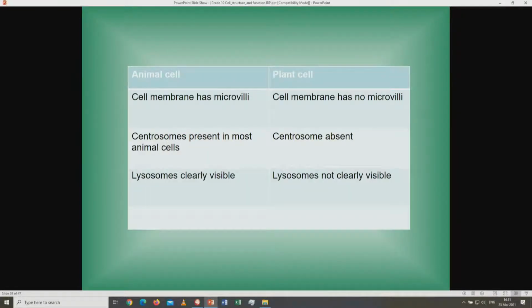Now, the animal cell also has cell membrane projections such as microvilli, where the plant cells have no microvilli. The animal cells have a centrosome present in most animal cells, and where the plant cell has no centrosome present, it's absent. And then animal cells have lysosomes clearly visible, where in plant cells, it is not clearly visible. So that is just a few differences between the animal and the plant cell. Some of them are very important, and I think in a lot of cases they do ask you, please tabulate a few differences between the animal and the plant cell.